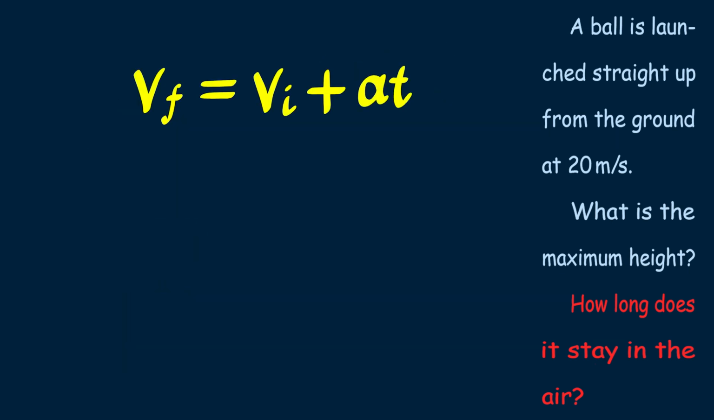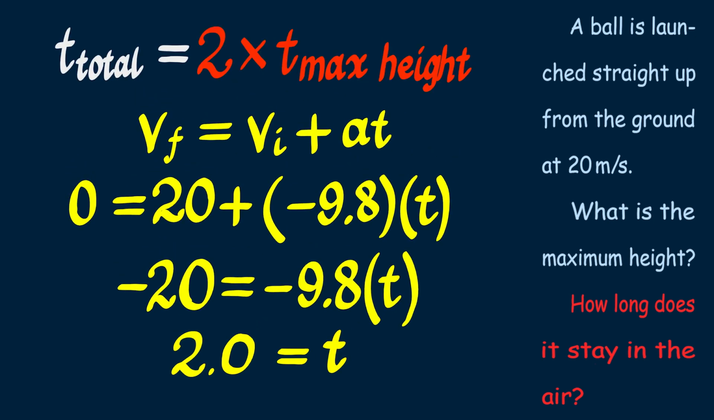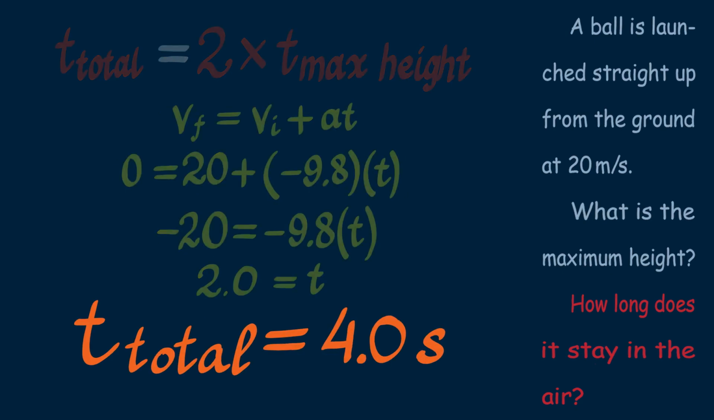Now all that's left to do is to plug in the numbers, do a little algebra to solve for the unknown time, and you'll find that the ball reaches a maximum height in 2.0 seconds. Which, if we double it to get the total time for the ball to get back down to the ground, is 4 seconds. And there you have it.